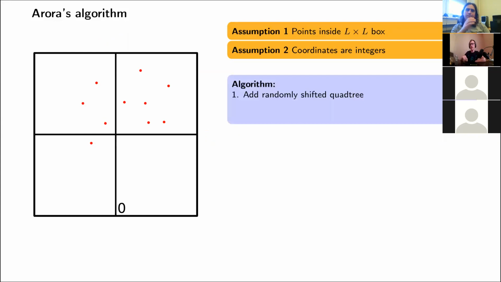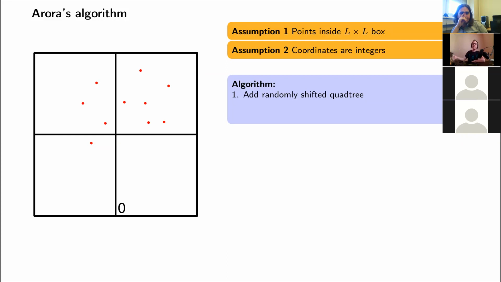Okay, and Arora had a very natural now, but ingenious idea at the time. He introduced something called a quadtree. What is a quadtree? He introduces a randomly shifted quadtree. So first of all, he randomly selected this middle point, and he dissected the space into four squares, like in this picture.